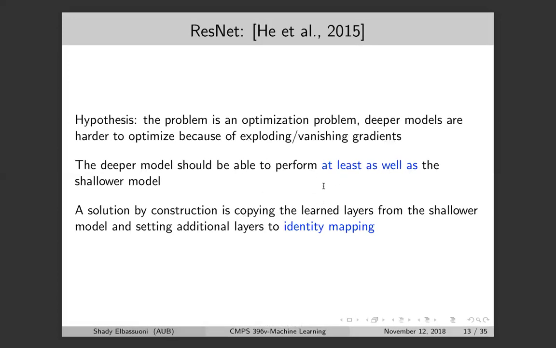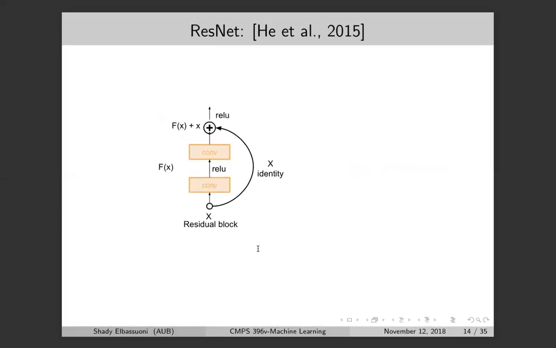So what ResNet does is the following. It copies the learned layers from the shallower model and sets the additional layers to identity mapping. What do I mean by this? They added something called the residual block. It's important to understand this architecture, so that if you want to use it again in your projects later on, or you want to download the code or the pre-trained model, you understand how to use it.